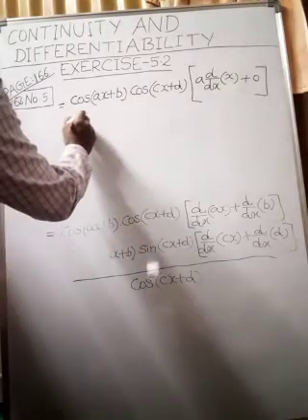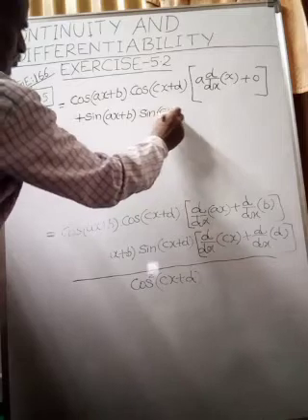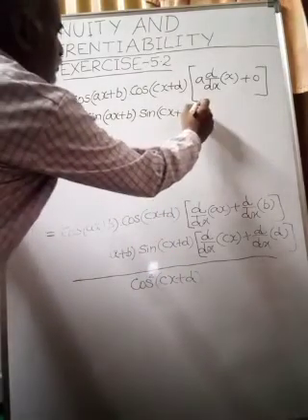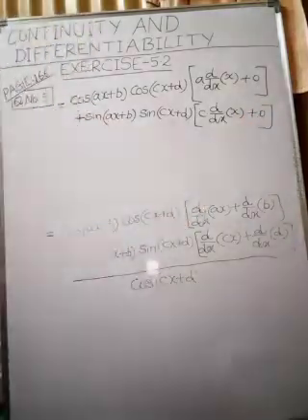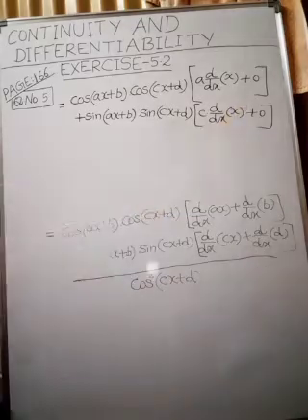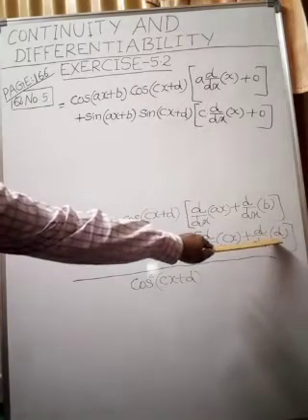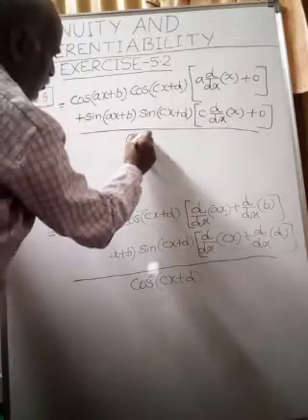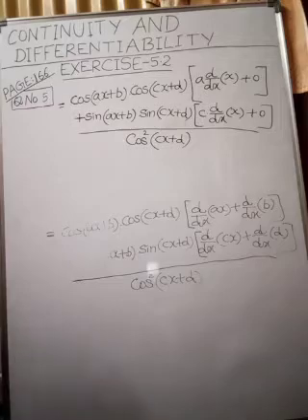Plus sine of ax plus b into sine of cx plus d, I wrote this part as it is, into c into, here c is a numerical coefficient, so we write c into d by dx of x, because c is a numerical coefficient, we can write it outside, plus d by dx of d, it is a constant term, so its derivative is 0, whole divided by cos square of cx plus d, we write the denominator as it is. Understood this step, my dear children?